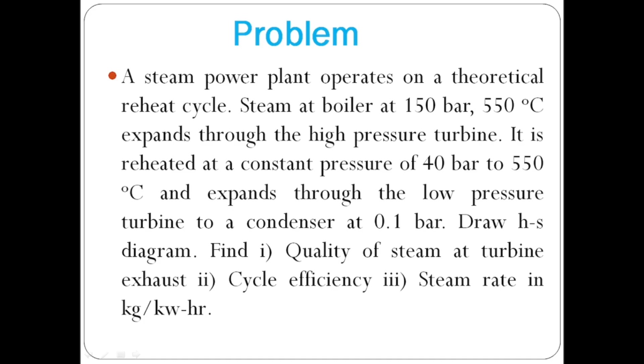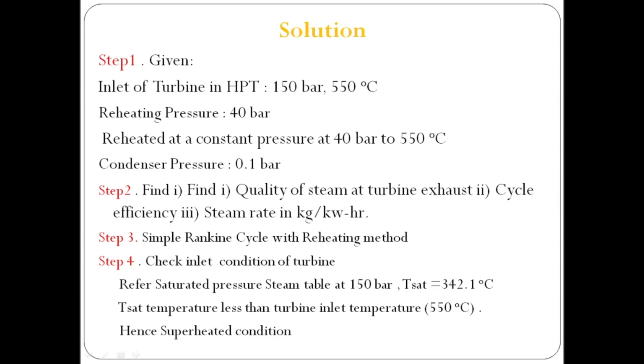It is reheated at a constant pressure of 40 bar to 550 degrees centigrade and expands through the low pressure turbine to a condenser at 0.1 bar. Draw the HS diagram. Find the quality of the steam at turbine exhaust. Second one is the cycle efficiency. Third one is the steam rate in kg per kilowatt hour. See how to solve this problem.